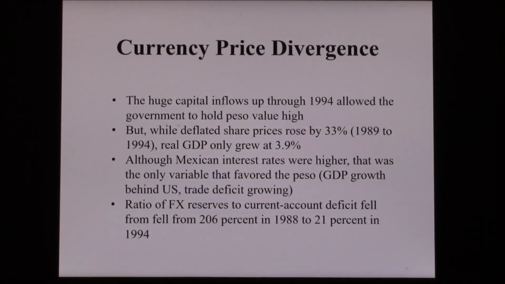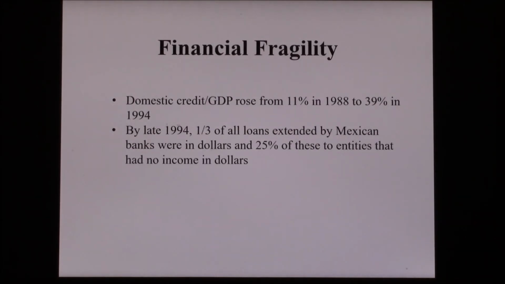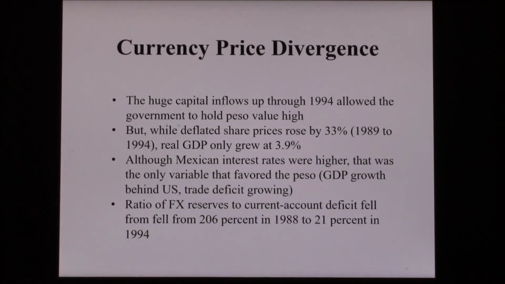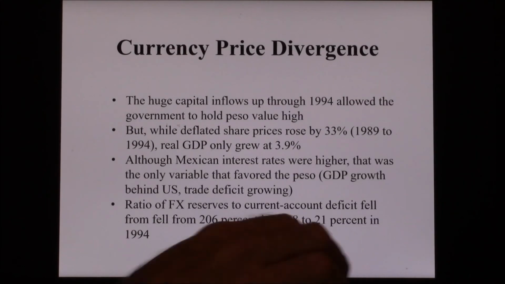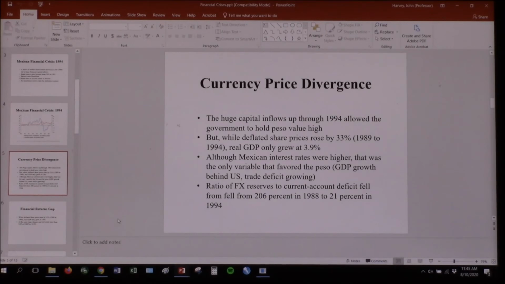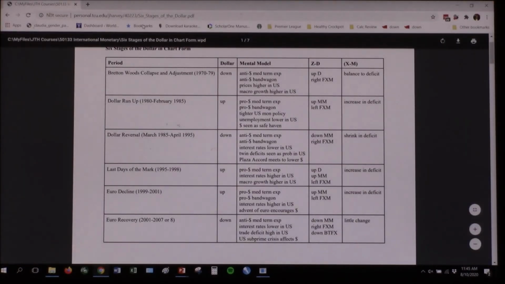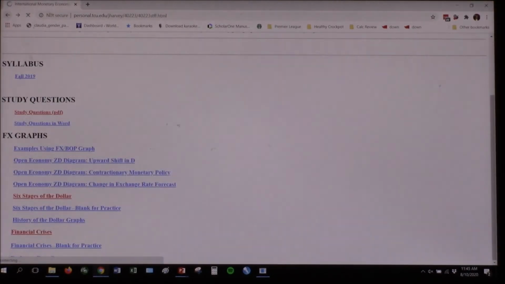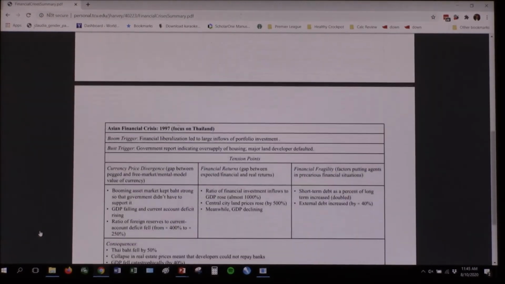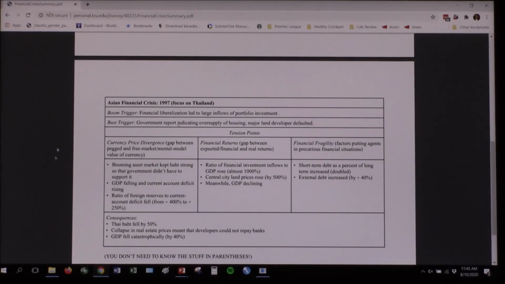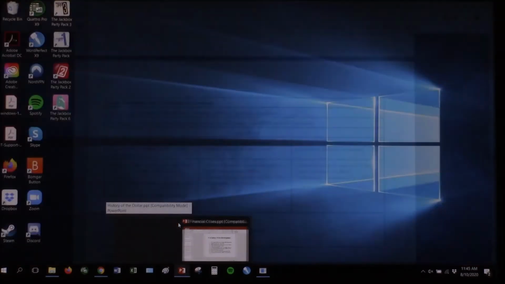So what I do now is I go over each of those three issues: the currency price divergence, the financial returns, and the financial fragility. And actually, let me back up here and show you, if this were a regular semester, I also have on the web page for the class a summary of all this for Mexico and for Asia. But going back to this, let's see, I actually don't need that one at all anymore.